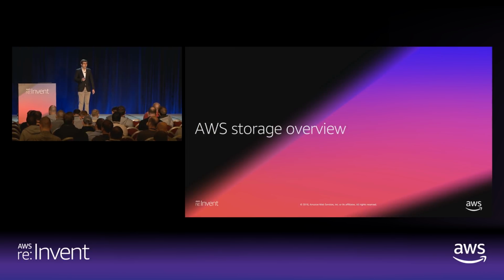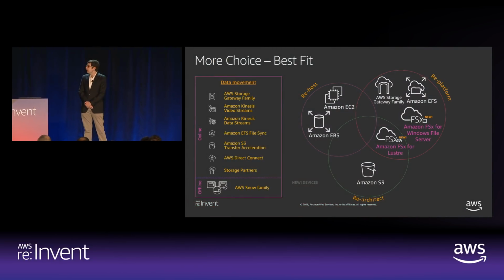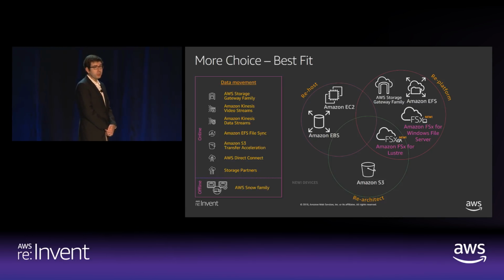So let's start with an overview of AWS's storage offerings. And the summary is that we have a rich set of storage offerings to support whatever workloads you want to run on AWS. We have object and archival storage, so that's S3 and S3 Glacier. We have locally attached storage, so EC2 local storage and EBS, and you can think of them as volumes or disks that are attached to a single instance.